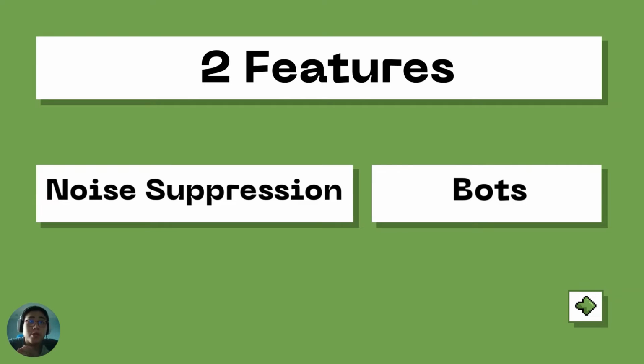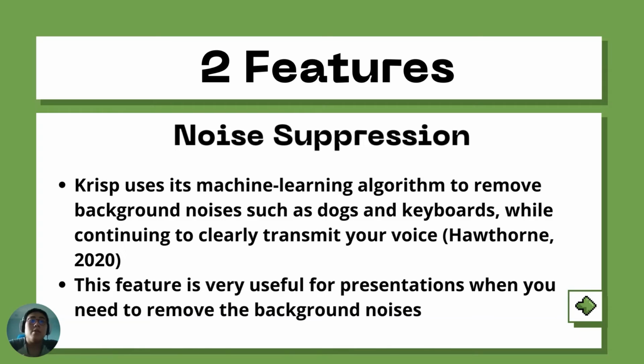So the first one is noise suppression, and the second one is bots. So I'll be talking about noise suppression first. Noise suppression is powered by this company called Krisp, KRISP. Krisp uses its machine learning algorithm to remove background noises such as barking dogs and clicky keyboards, while continuing to clearly transmit your voice.